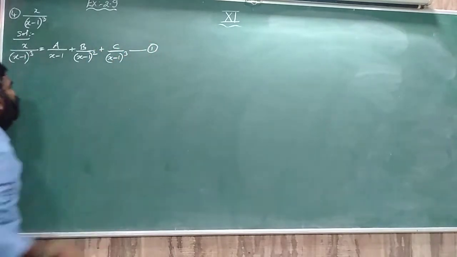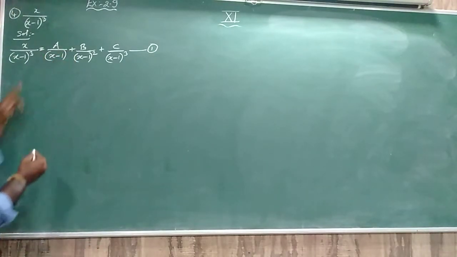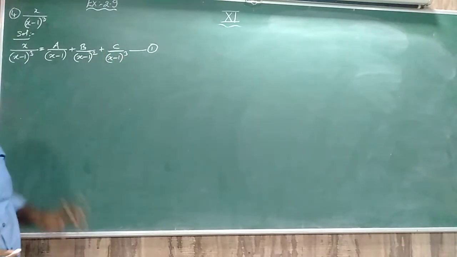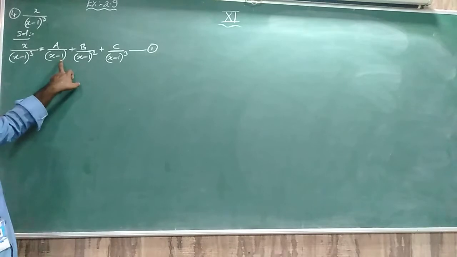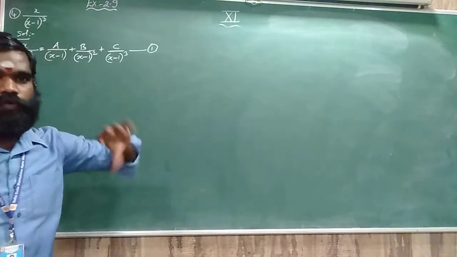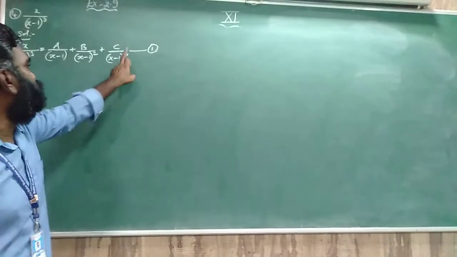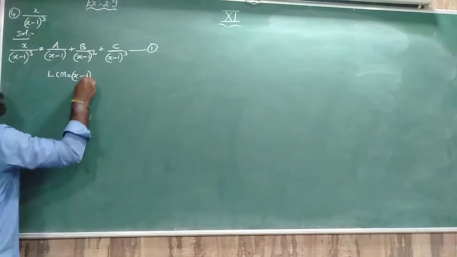Keep this equation 1. We need to decrease the power. First we need to write x minus 1, next x minus 1 the whole square, next x minus 1 the whole cube. After that we need to take LCM. The LCM is the highest power. We want to choose the highest power. Cube is cube. Therefore, LCM is nothing but x minus 1 the whole cube.